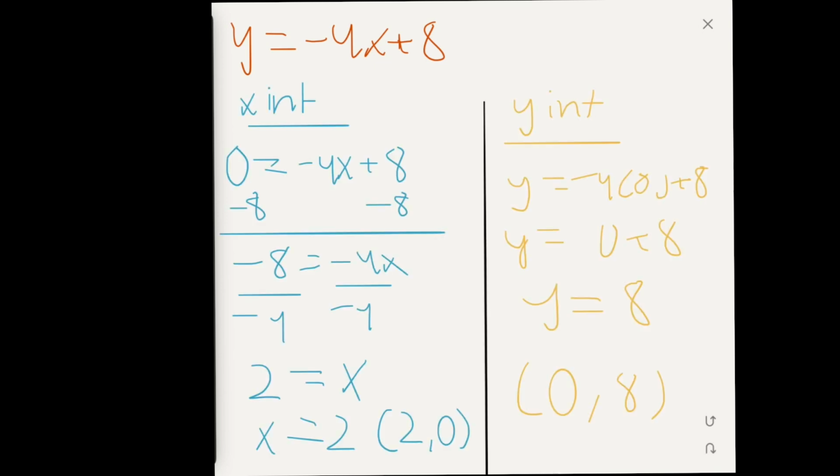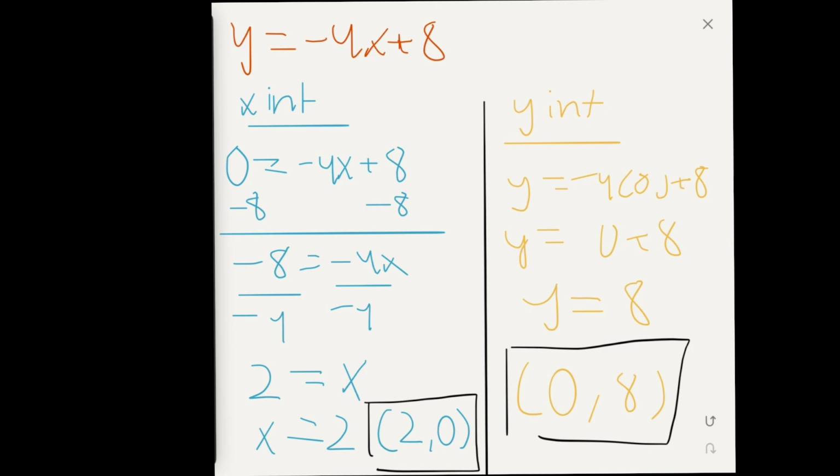Now it's your turn. Try to find the x and y intercept of the equation y equals negative 4x plus 8. Take a moment to pause this video and try to solve for the x and y intercepts. Okay, now that you're back, you should have gotten the x-intercept of (2, 0) and the y-intercept of (0, 8). Check your work and see what I did and compare it to what you did, and if you got it right, that's great. If you didn't, just try it again.